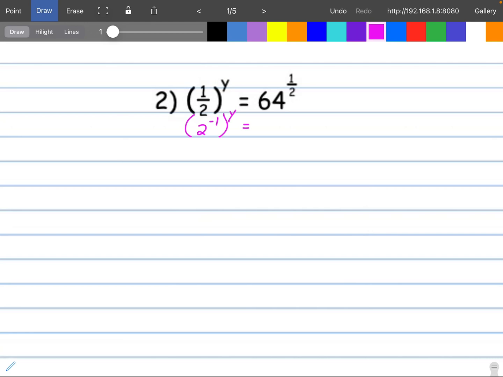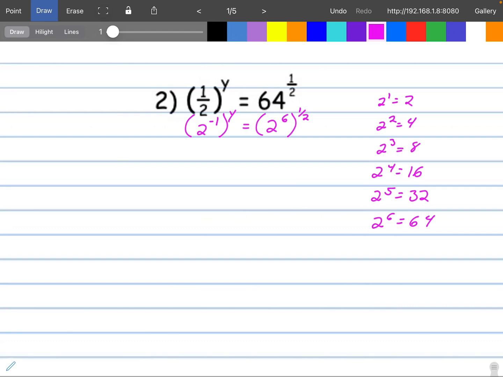Now 64. 2 to what power is 64? So we can play with it. We know 2 to the first power is 2, 2 to the second power is 4, 2 to the third power is 8, 2 to the fourth power is 16, 2 to the fifth power is 32, which means 2 to the sixth power is 64. So there we go. 64 is the same thing as 2 to the sixth power. So that's my 64, and then it is raised to the 1/2 power.